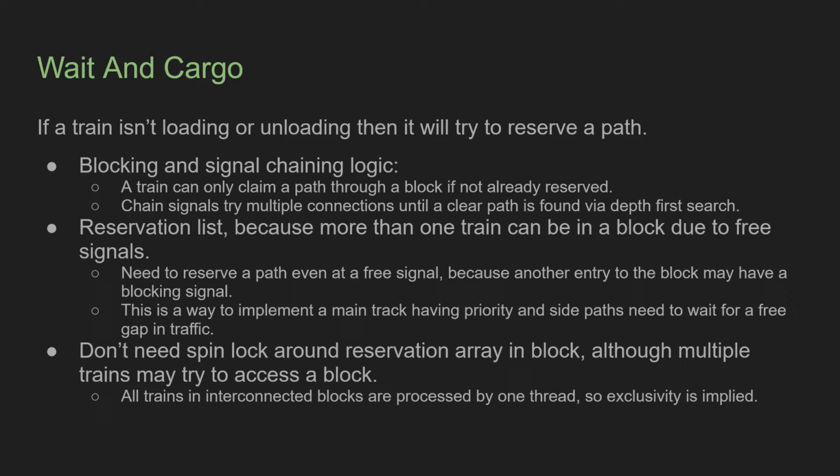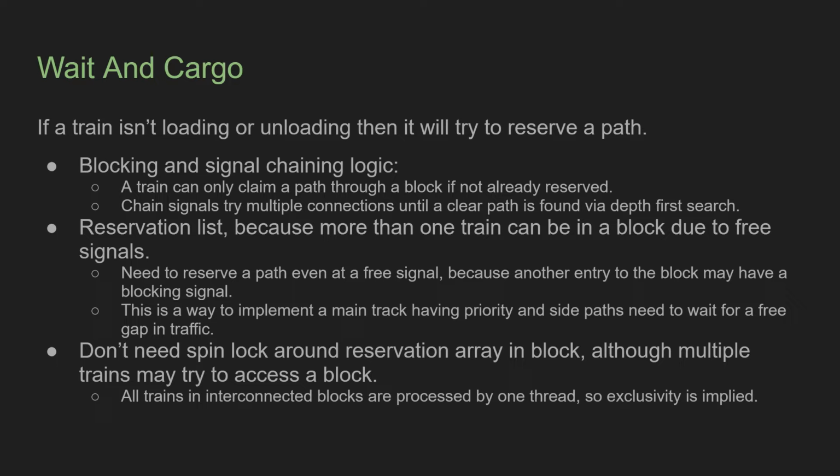If a train isn't loading or unloading, then it will try to reserve a path. The basic idea is that a train can only claim a path through a block if the block has not already been reserved. The simplest case is if the train is waiting at a blocking signal, in which case it only looks at the next block. But if a train is waiting at a chain signal, then it needs to do a depth-first search to find the chains of signals and where is a free path that it can go through. If a train finds a clear path, then it adds itself to the reservation list of the blocks.